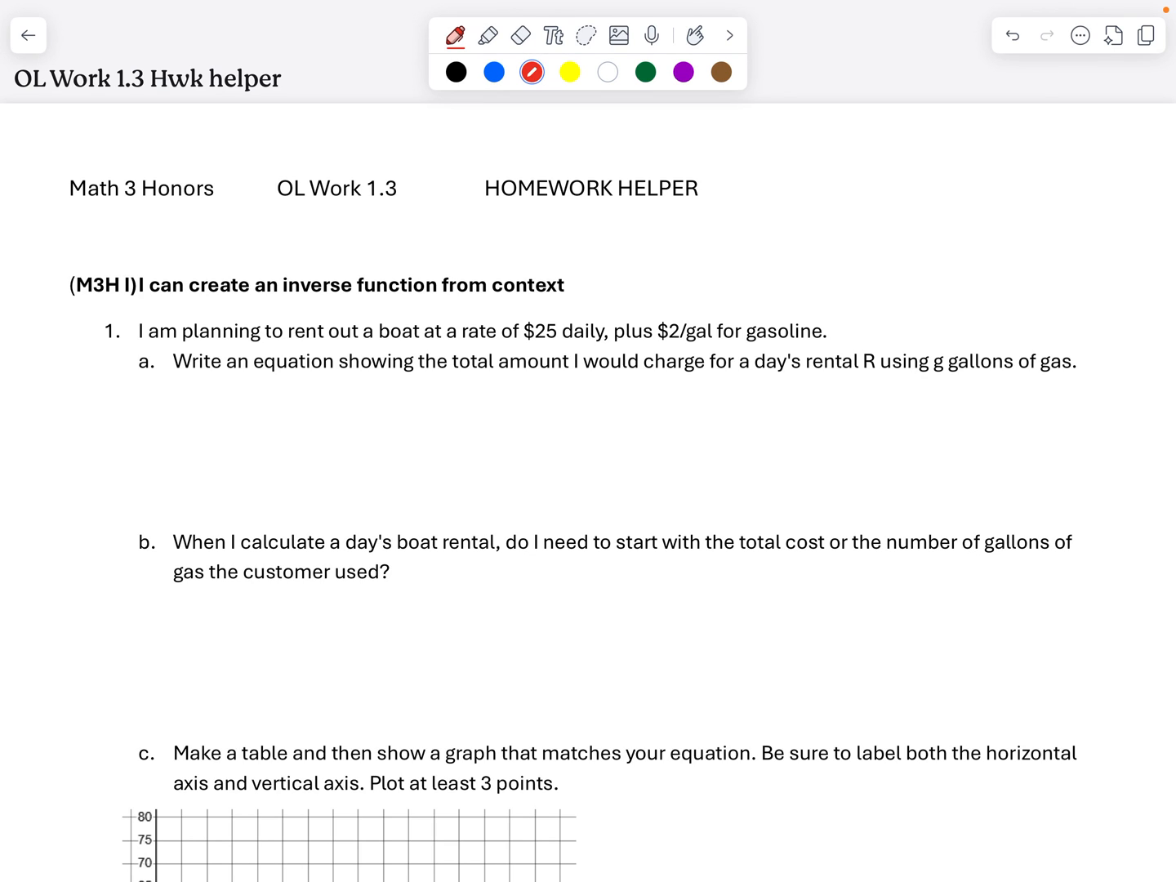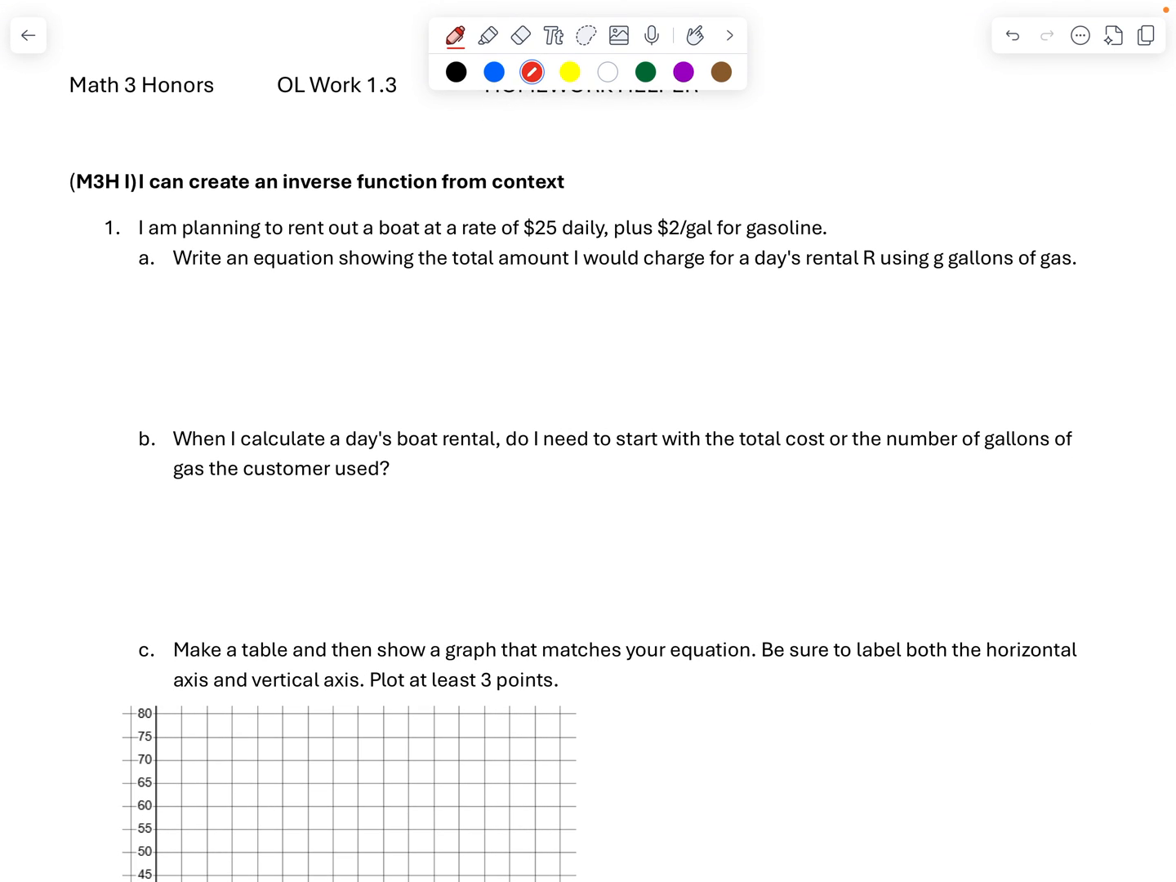So this first problem is basically just a glorified can you figure out inverses using a line, and it's starting out by doing all sorts of verbiage. If I charge $25 a day plus $2 a gallon for gasoline, then my charge would be basically that. Okay.